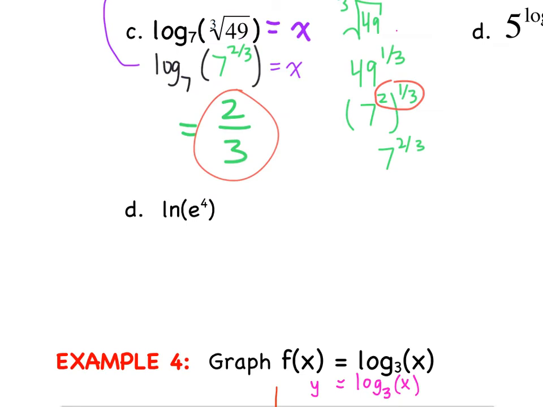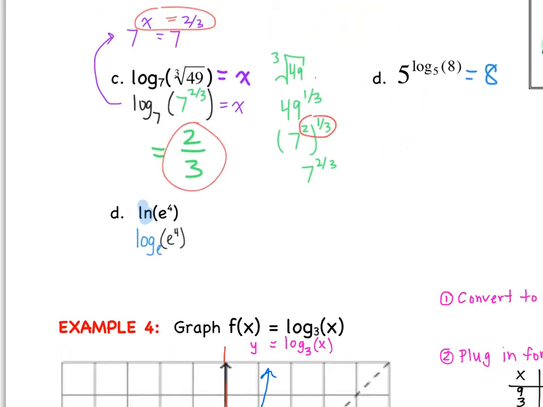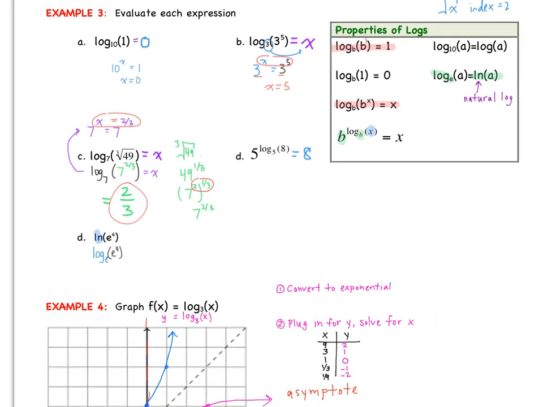For part D, we should notice that we have this ln, right? And what's another way to write ln? I'm simply going to rewrite it as log base e. I do not change my argument. My argument is still e to the fourth. So now this might help us as we look at our properties again. I see that the base of my log is the same as the base of my argument. The base of the log is the same as the base of the argument. We're left with that power. So this should just equal 4.